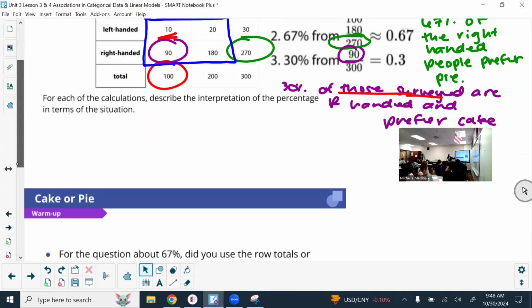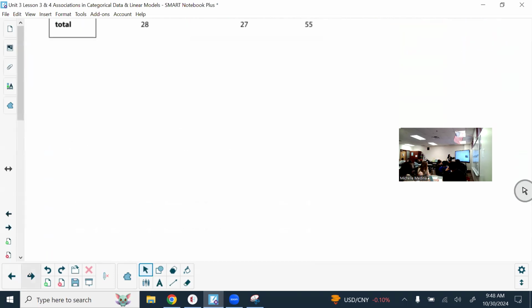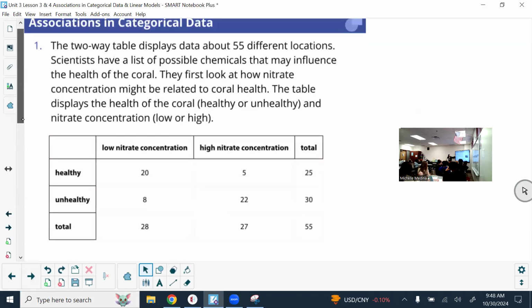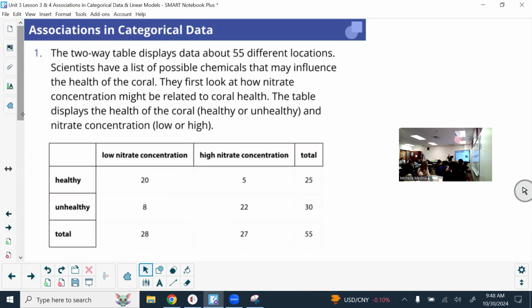All right, now to what's actually on your paper. We are going to see if there are associations between some variables. Think of it like science class. The two-way table displays data about 55 different locations. Scientists have a list of possible chemicals that may influence the health of the coral. We first look at how nitrate concentration might be related to coral health. This table displays the health of the coral, healthy or unhealthy, and the nitrate concentration, low or high.